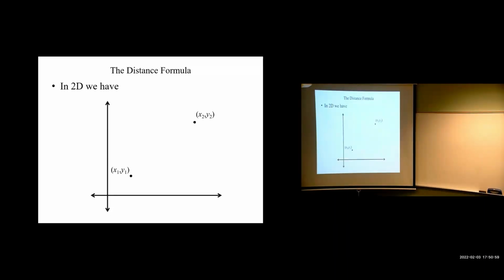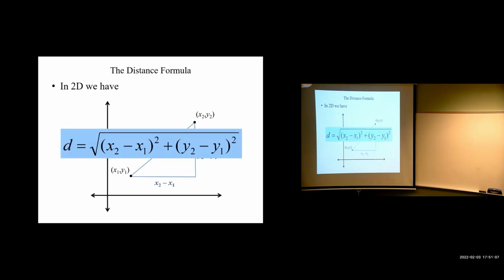Okay. First guy is the distance formula. This is in 2D. This is our Pythagorean theorem. This is nothing new. Well, what the distance formula basically gives us is the formula of a circle around the center x1, y1, because this is a collection of points that are all the same distance from x1, y1.